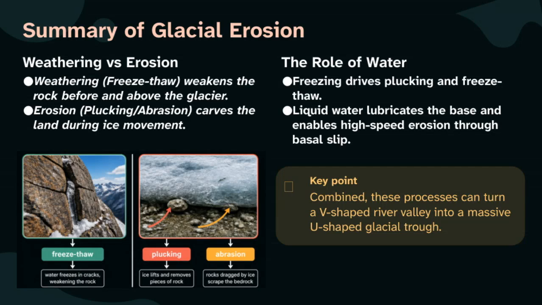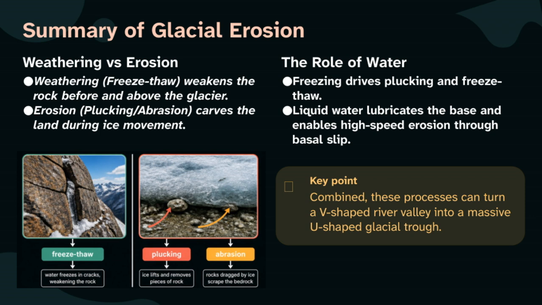There are two major categories we need to separate: weathering and erosion. Weathering happens when rock is broken down in place. In this lesson, our key example of weathering is freeze-thaw weathering. Water enters cracks, freezes, expands, and eventually breaks the rock apart. Erosion happens when material is worn away and moved. The two key glacial erosion processes are plucking and abrasion.